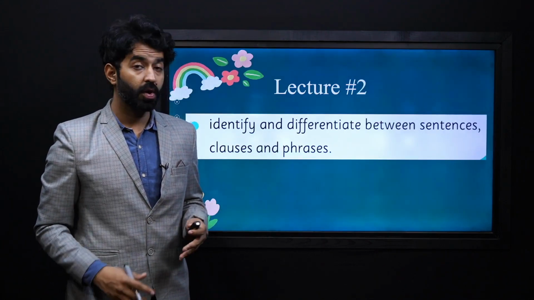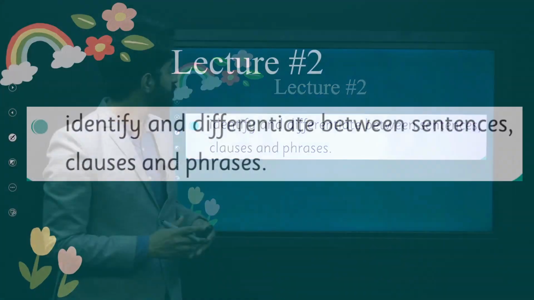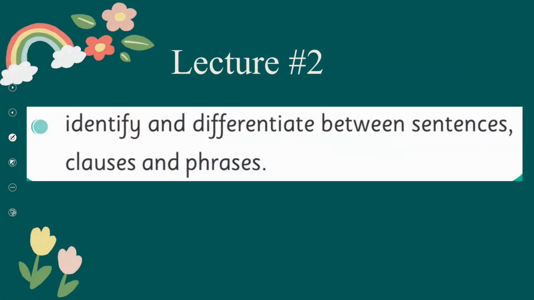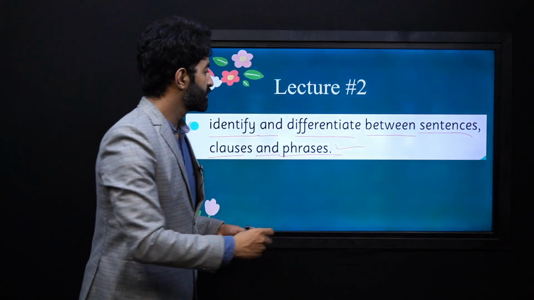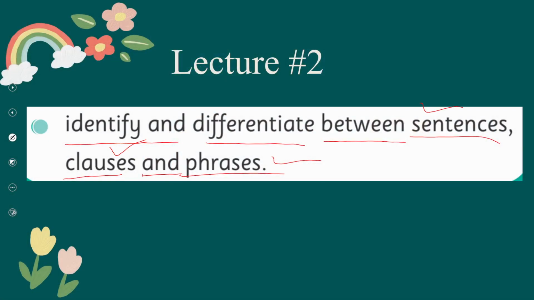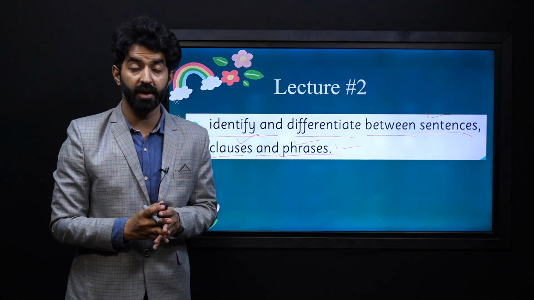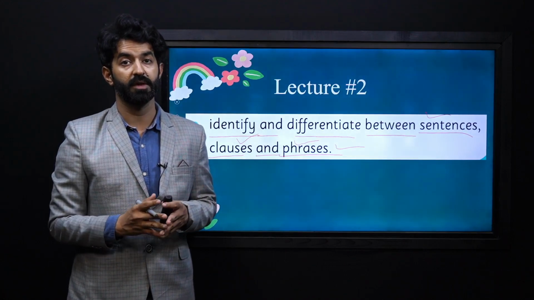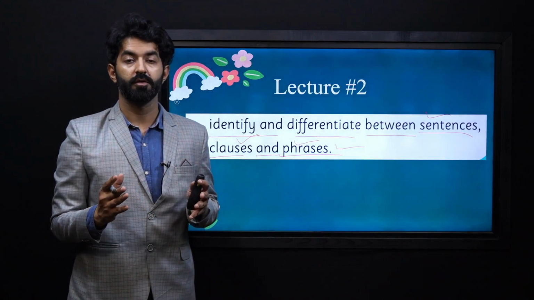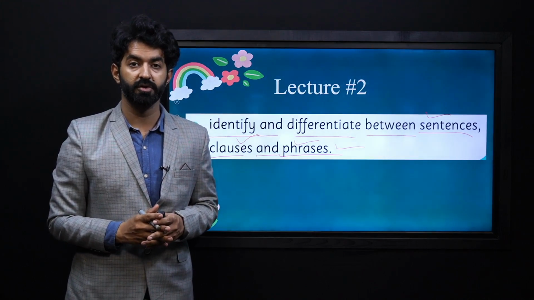Now, let's talk about our next lecture, which is lecture number 2. The SLO that we will cover in this one is identify and differentiate between sentences, clauses, and phrases. So we have 3 things over here: sentences, clauses and phrases. We will define them with examples, read them one by one, and we will try to identify what is the difference between these 3 because they are often confused. So this will be a very interesting lecture as well.